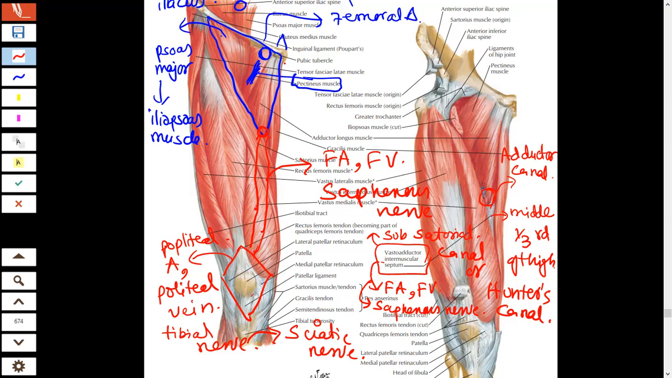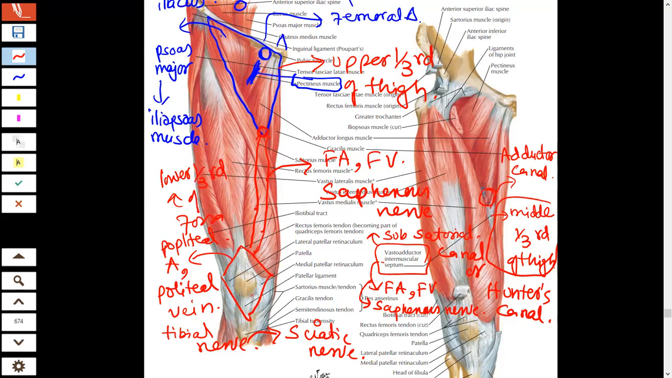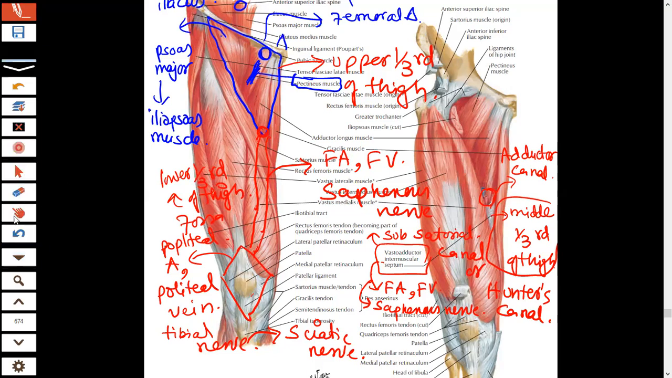So see here, femoral triangle, it is present in the upper 1/3 of thigh. First point. Adductor canal, it is present in the middle 1/3 of the thigh. Popliteal fossa, it is present in the lower 1/3 of the thigh. So you must have to remember these contents. Very, very important. And 1 or 2 MCQs will be from here. Clear to everyone? This is clear?